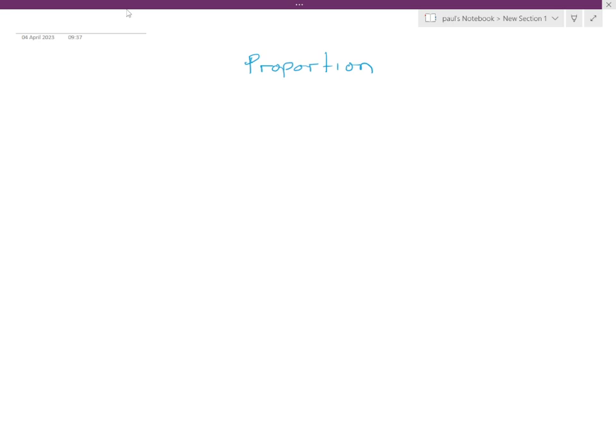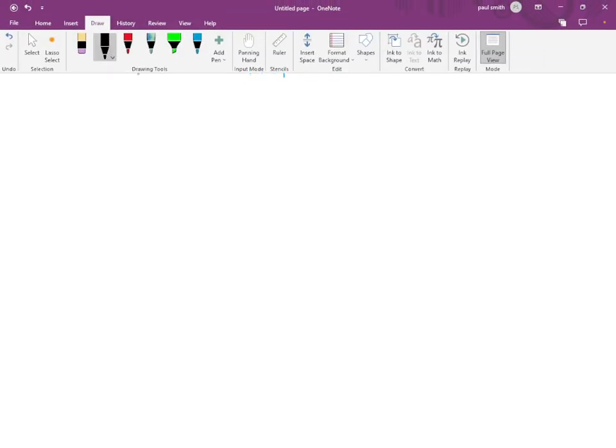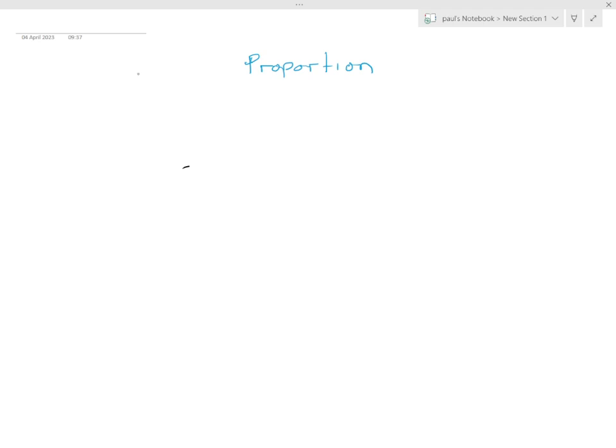Hello, well, this one is to do with proportion. Right, so basically there are two types of proportion: direct and inverse. Now, direct proportion is where when one thing goes up, so does another.